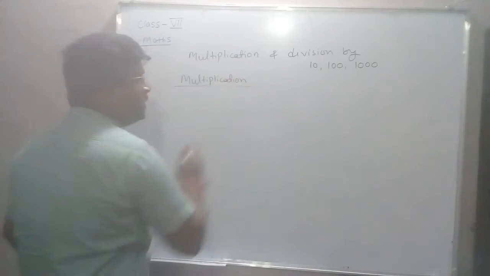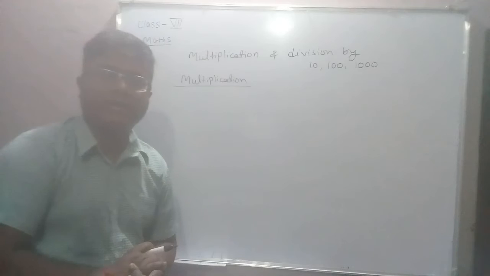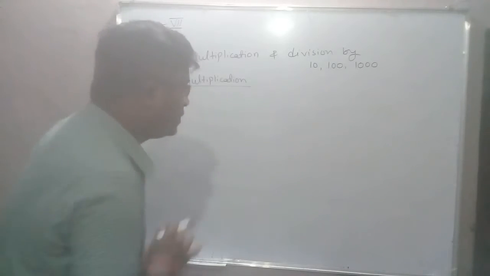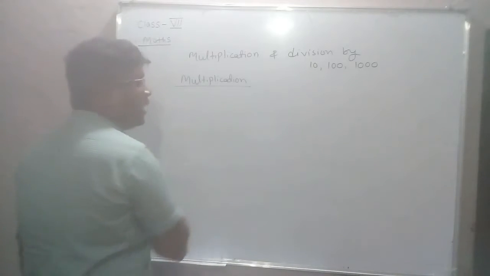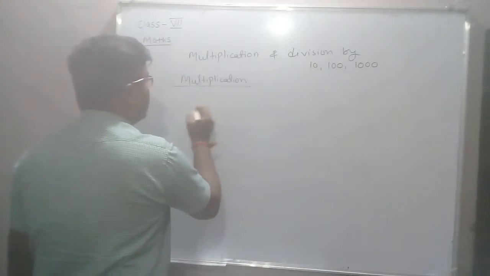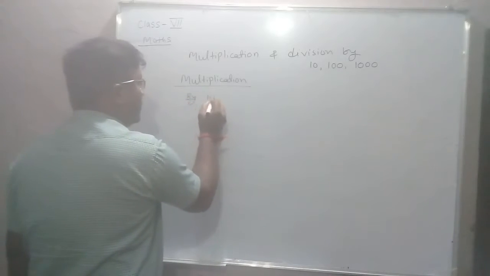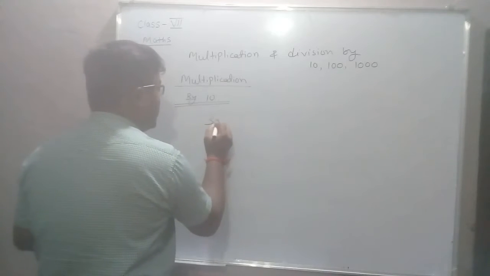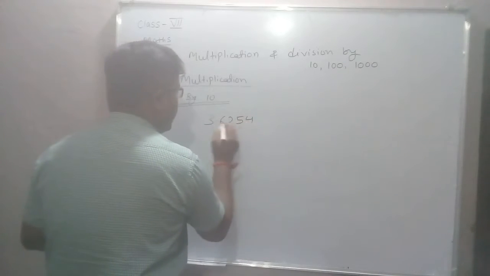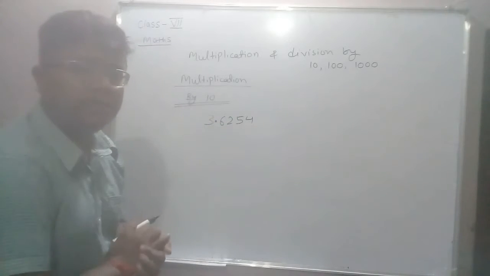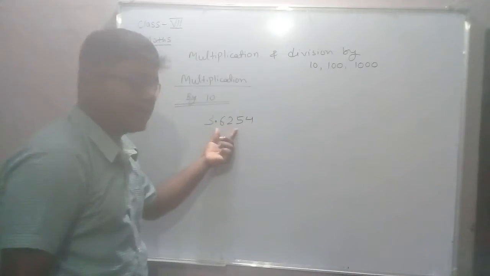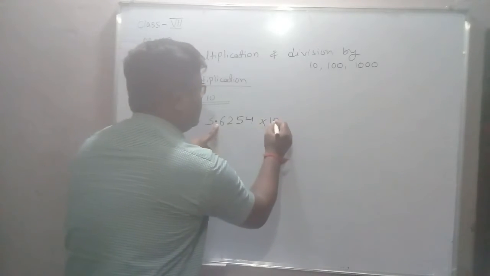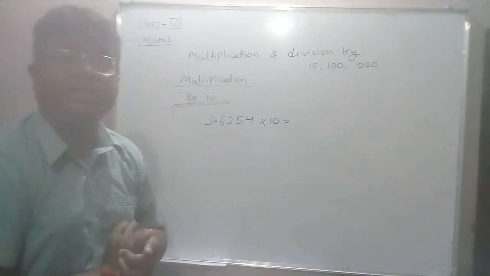While multiplying with 10, 100, 1000, 10,000, 1 lakh, what we need to do is just shift the decimal. I'm going to show you by multiplying by 10 first. Suppose there is the number 3.6254. You have to see where the decimal place is. Decimal is here.